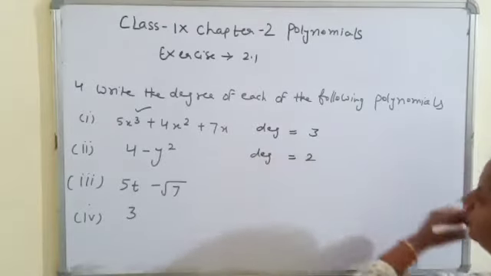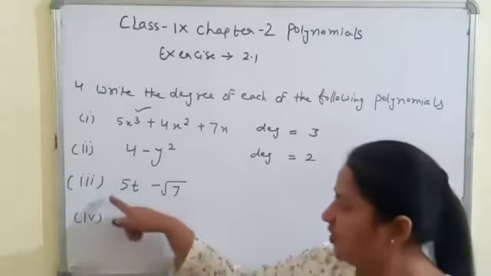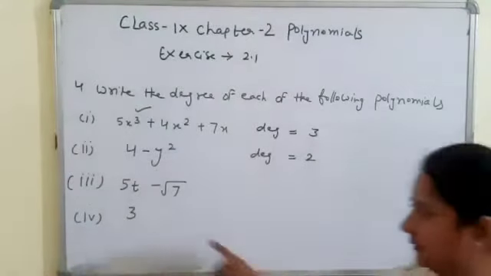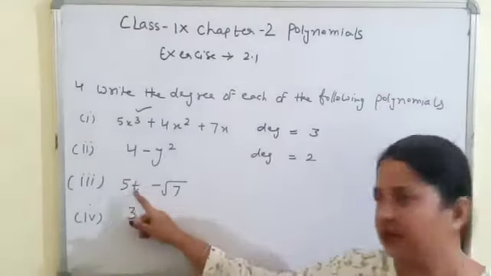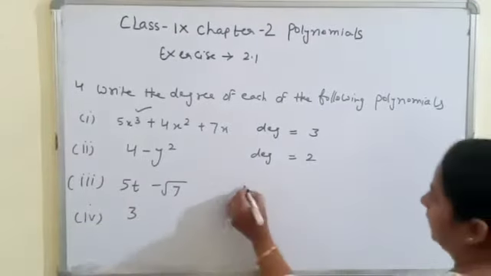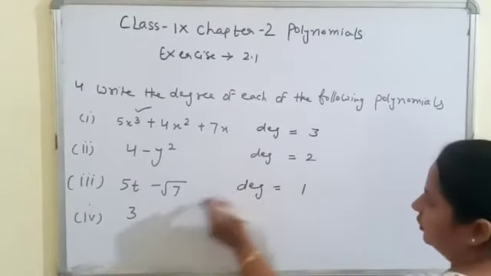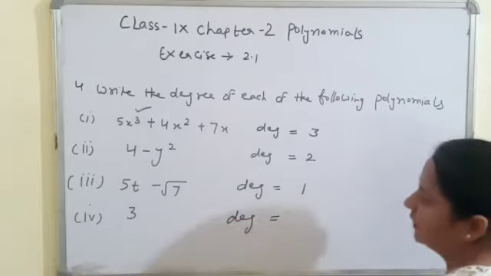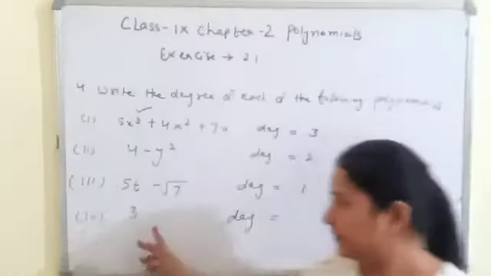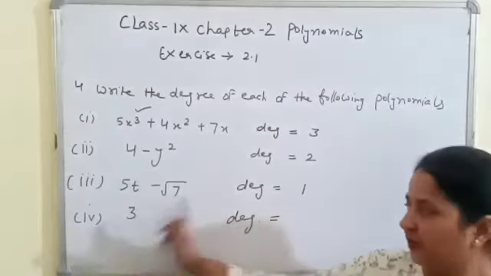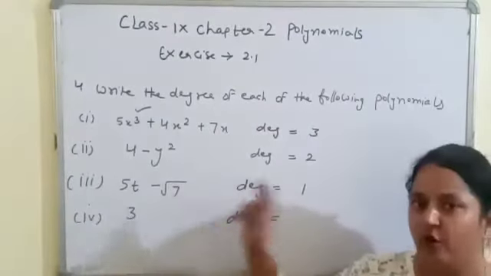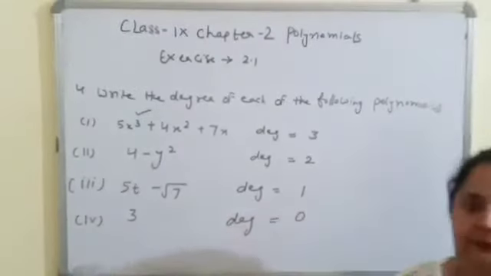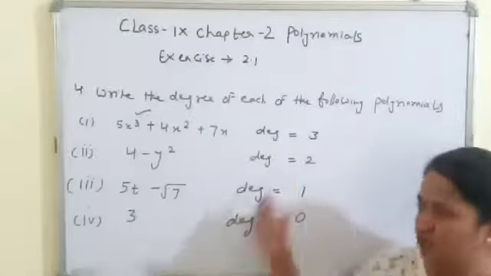Third is 5t minus root 7. Again here there is only one variable, that is t, and what's the degree for t? It's 1. Degree for the third one is 1, and in the fourth part there is no variable. It is a constant polynomial. So for a constant polynomial, the degree is 0. This was question 4.